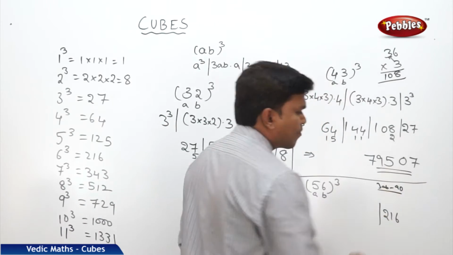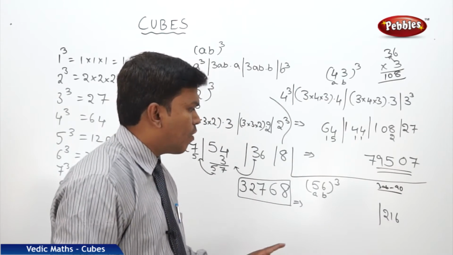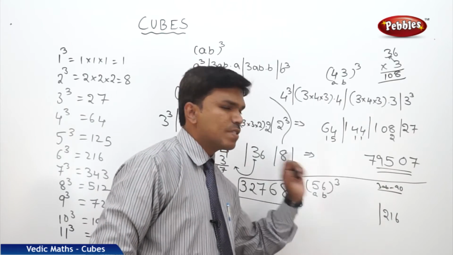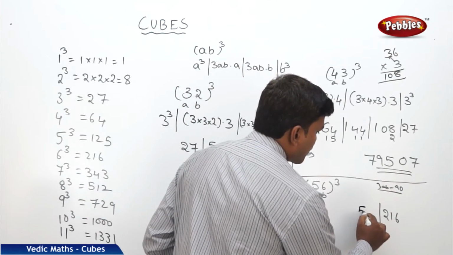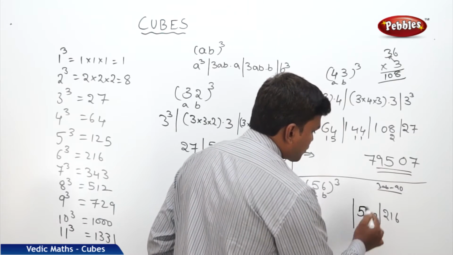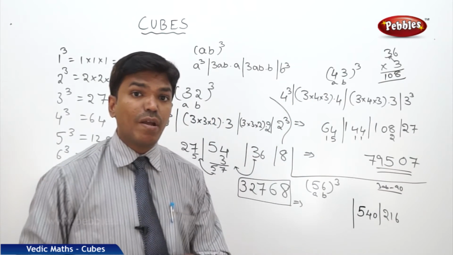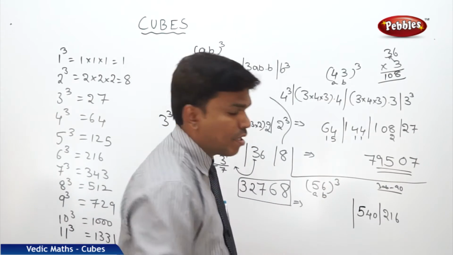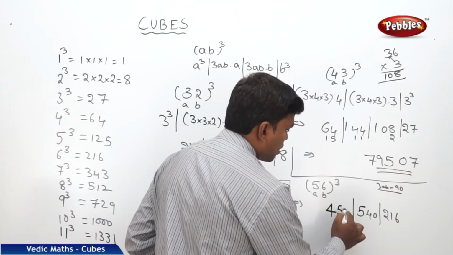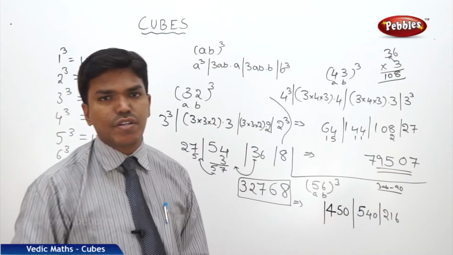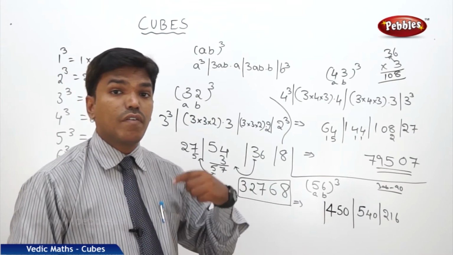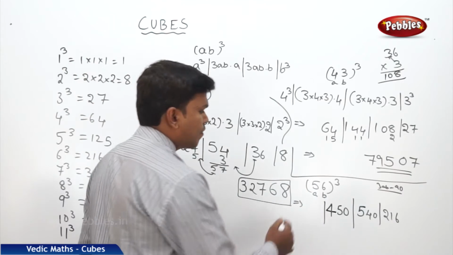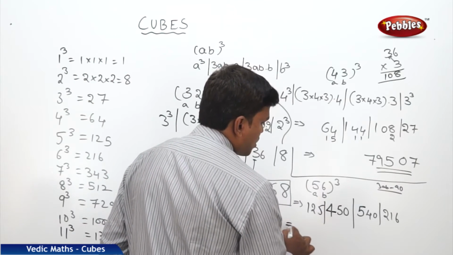I will write beside like this. 3AB is 90. Now 3AB into B, the second step from the right side. 90 into 6. So 90 into 6 is how much? 540. Next, 3AB I already know. So 3AB into A, that is 90 into 5. 90 into 5 is how much? 450. Next, what is the last step from the right, or first step from the left? A cube. What is A cube? A means 5. So 5 cube is 125. Now you simply balance the answer.